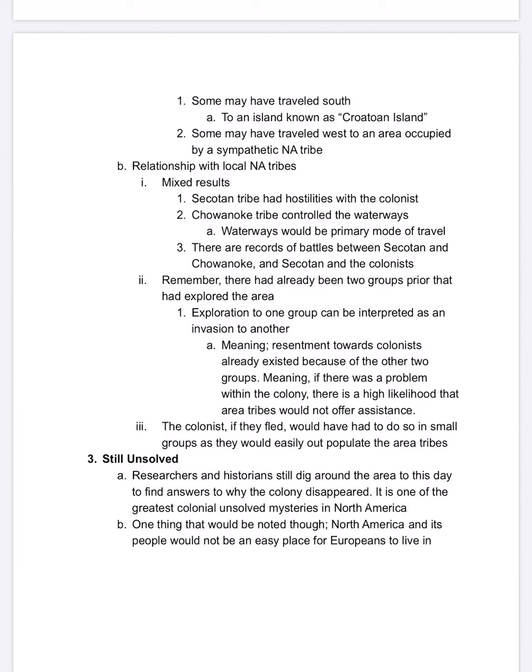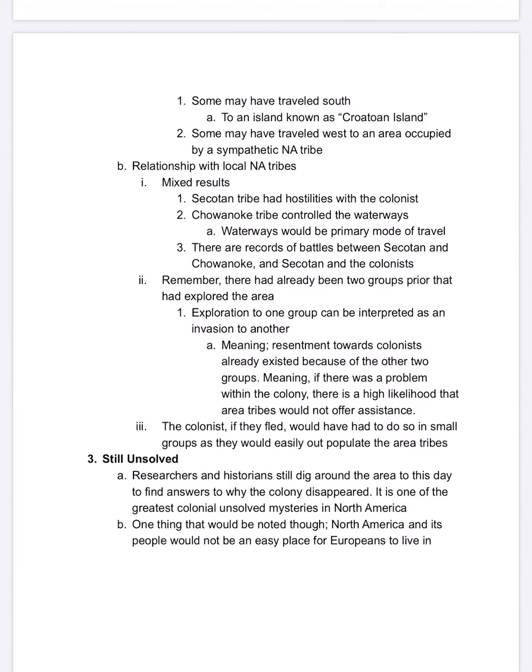So some theorize that perhaps the Secotán attacked the colonists at Roanoke. They fled and went to the Roanoke to settle. Once again, we don't know for fact. And also know that there had been two groups prior that explored the area.